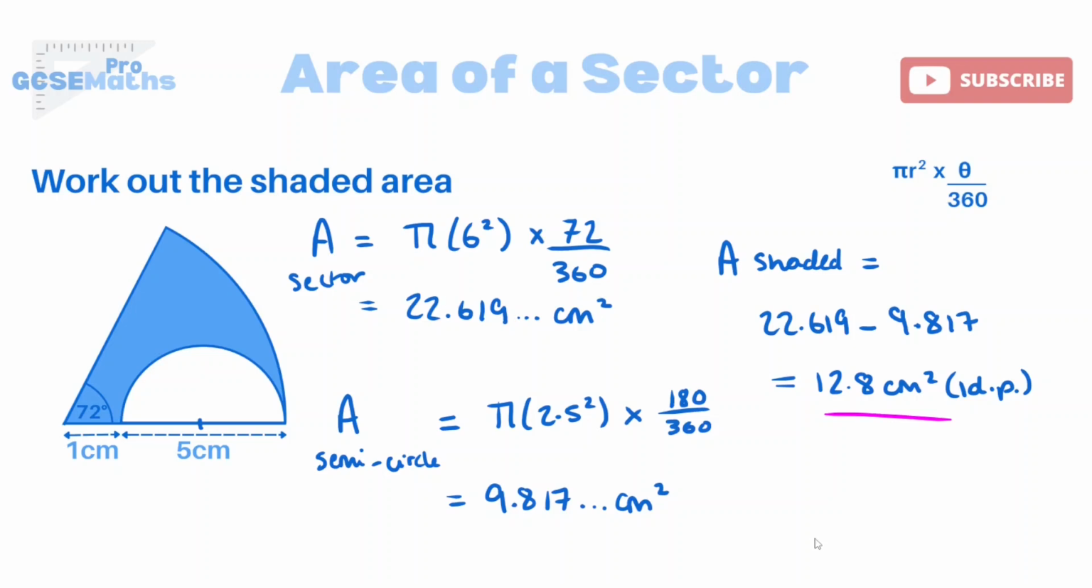So that's how they could make this topic a little bit more complicated, okay? They might throw in a shaded region that is a bit of an odd shape, and you have to work out multiple things to then subtract them at the end. Either way, we still ended up using the same formula.